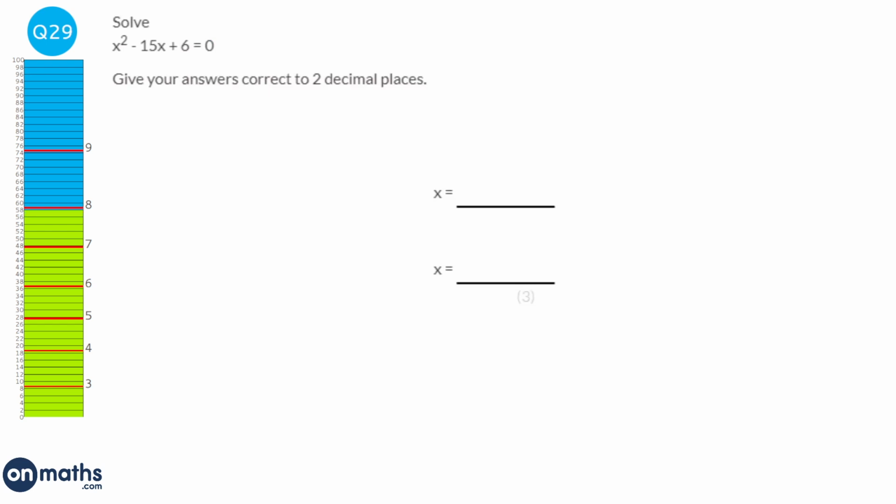We're asked to solve this quadratic, and we're told that we're going to leave the answers to 2 decimal places, so chances are we're using the quadratic formula. For the quadratic formula, we're going to use a, b and c. We'll go find a, b and c.